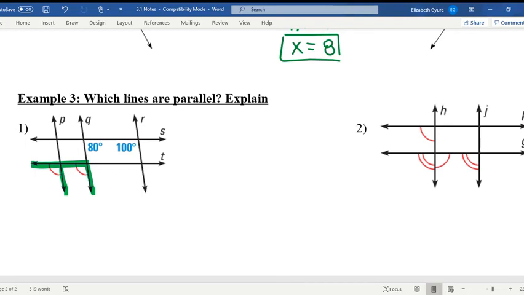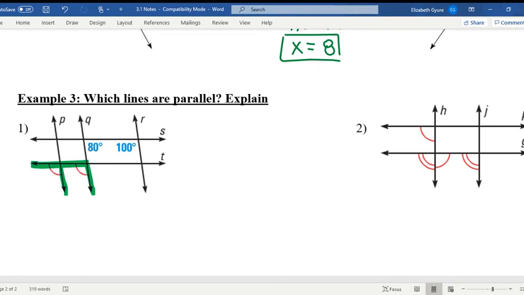That would be corresponding. Good. So we have corresponding angles that are congruent. That's going to make our lines parallel. But the question is which 2 lines? There's a lot of lines happening here, right?